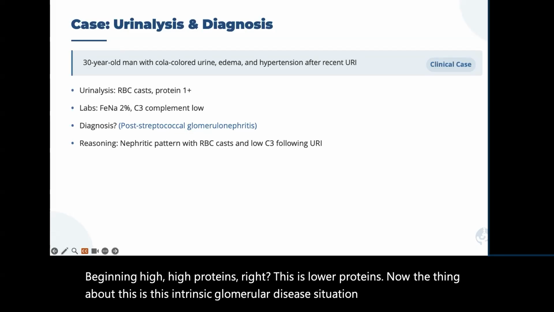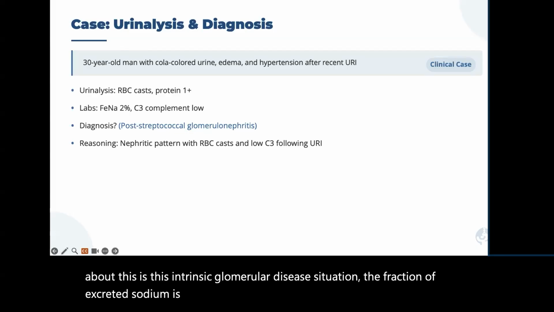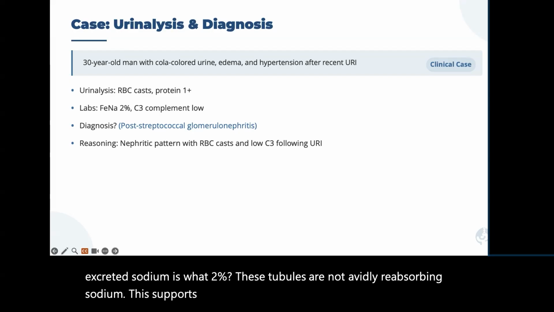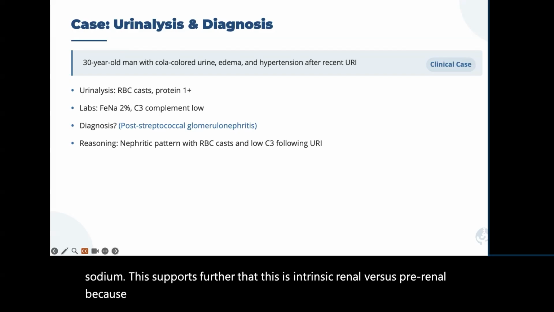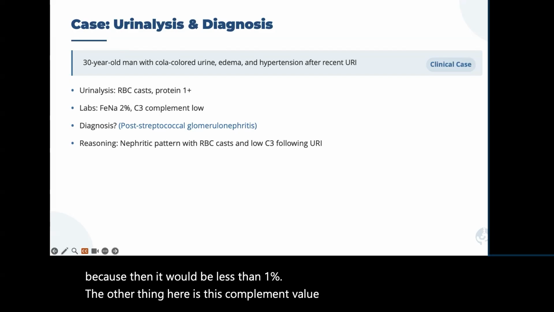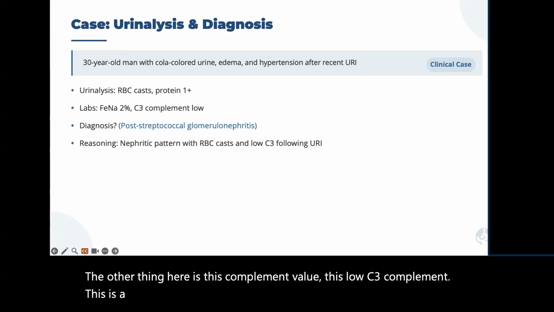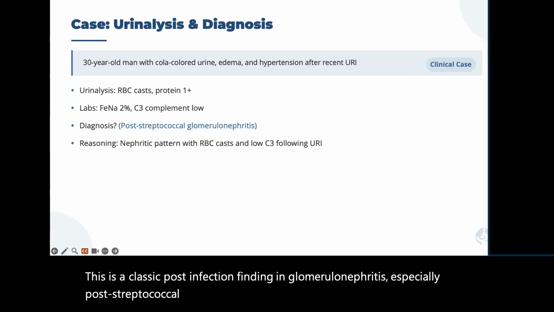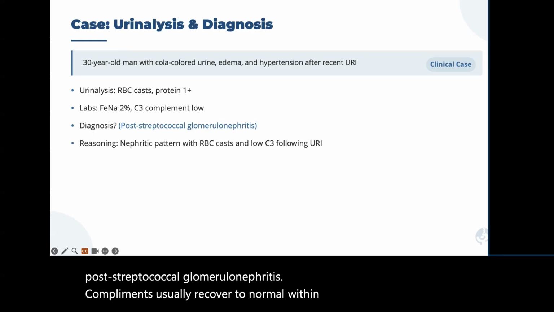The fraction of excreted sodium is what? 2%. These tubules are not avidly reabsorbing sodium. This supports further that this is intrinsic renal versus prerenal, because then it would be less than 1%. The other thing here is this complement value, this low C3 complement. This is a classic post-infection finding in glomerulonephritis, especially post-streptococcal glomerulonephritis. Complements usually recover to normal within weeks.